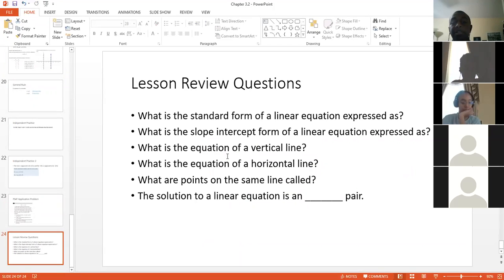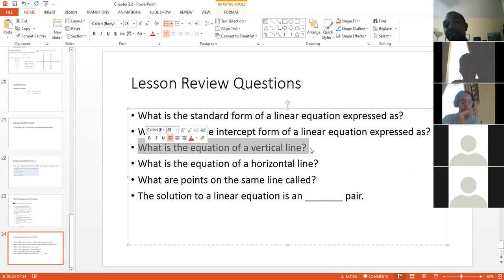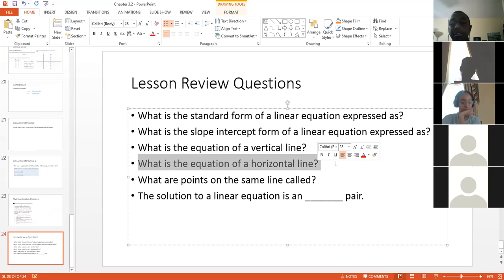What is the equation of a vertical line? And what is the equation of a horizontal line? We went through this already. Let's see if you still remember it. What's the equation of a vertical line? You can put it in the chat. Anyone? Correct. Equation of a vertical line is x equals k. So now knowing this, what is the equation of a horizontal line? Anyone? Y equals k. Okay, very good. Yes, y equals k.